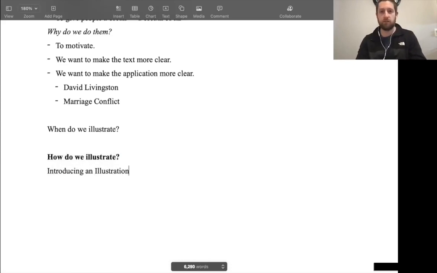Again, most of this comes from Dr. Chappell in his excellent book. Most of this course is a blend between Dr. Chappell, Jeff Purswell, and some of my own ideas. But he suggests that you illustrate like this: if it's an explanation illustration, you do your explanation, you illustrate, and then you make a final explanatory comment.